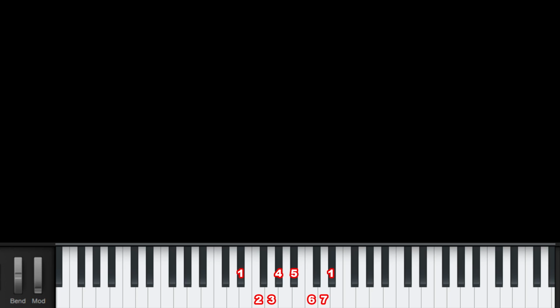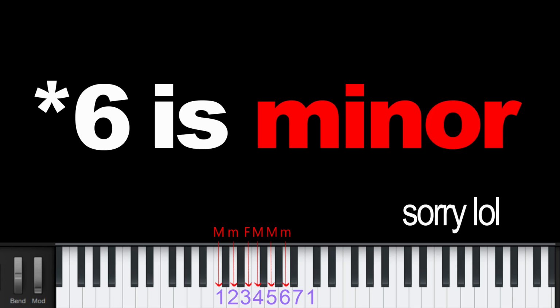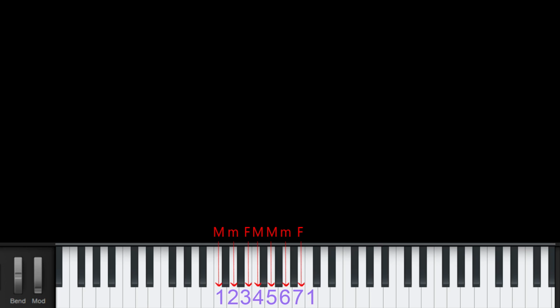So, just to clarify, let's do a quick run through of all the stuff you learned thus far. This is the major scale in the key of C. Not E flat, not F, not G, but in the key of C. Now, you should know that each of these numbers has its own chord. The 1 chord is major. The 2 chord is minor. The 3 chord is... a fraction. 4 is major. 5 is major. 6 is minor. 7 is another fraction. Then back to 1 again.